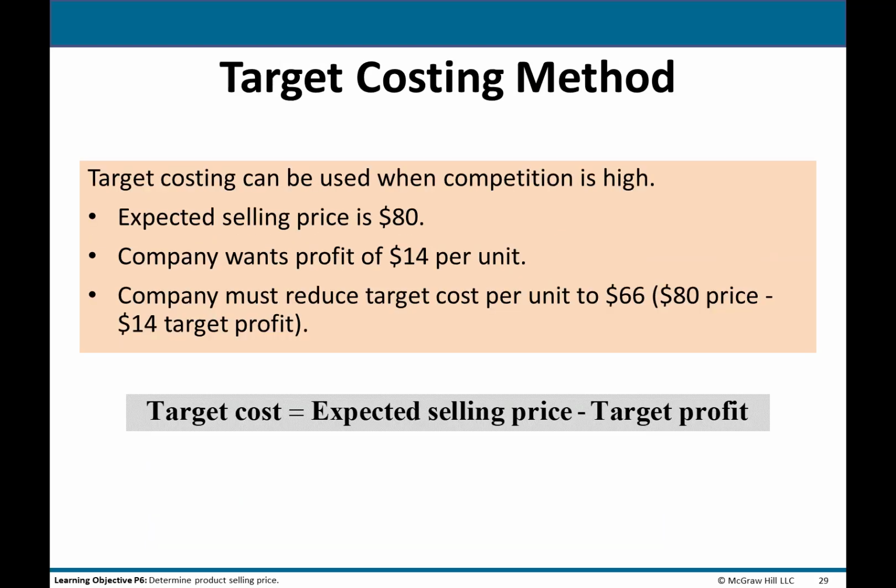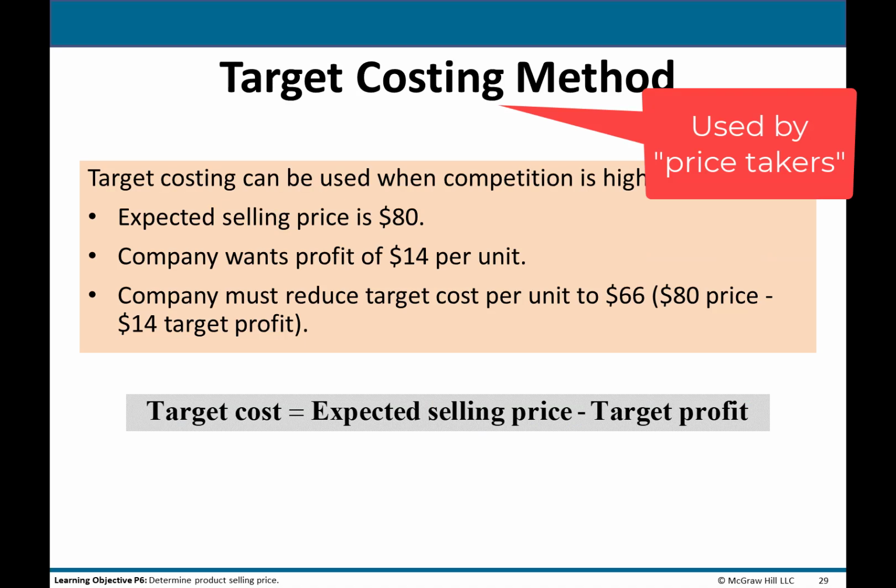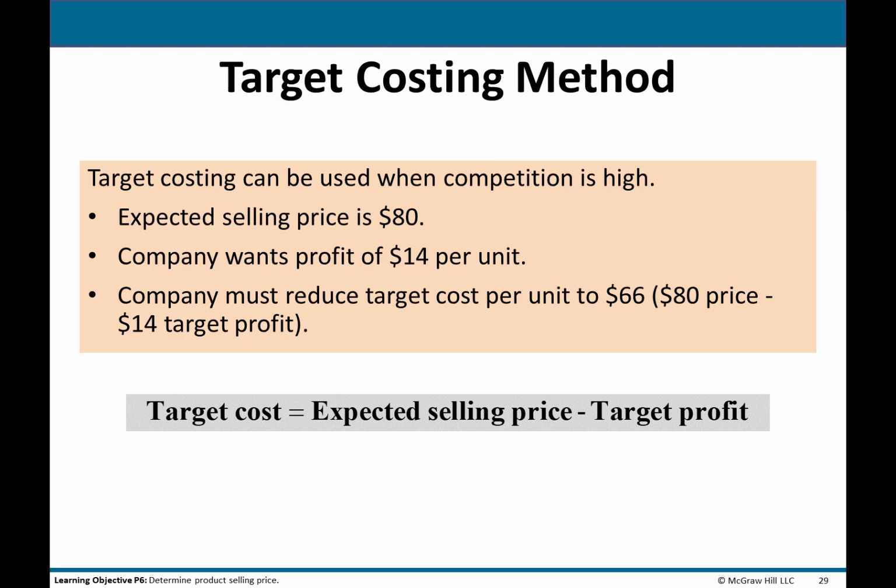On the opposite side of the spectrum is the target cost method. When competition is high, companies might be price takers and have little control in setting their own prices. In such cases, target costing, also known as target pricing, can be useful. It's almost as if we work backwards from a market-driven price to get the allowable cost and then adjust our operations in order to be within that set time frame. Most companies fall between these two polar ends of the spectrum.